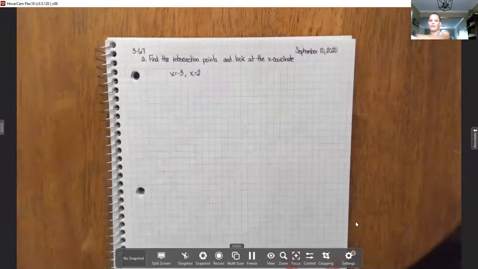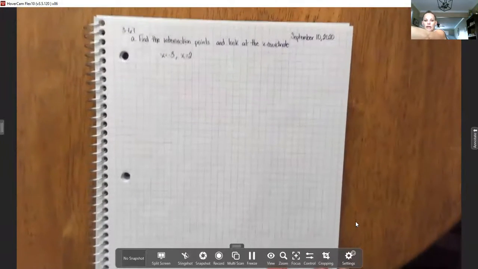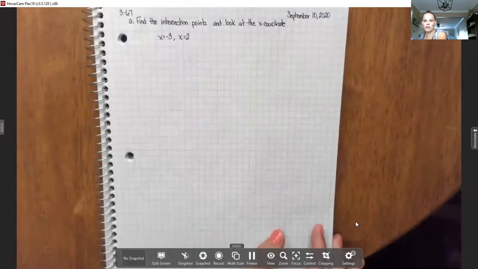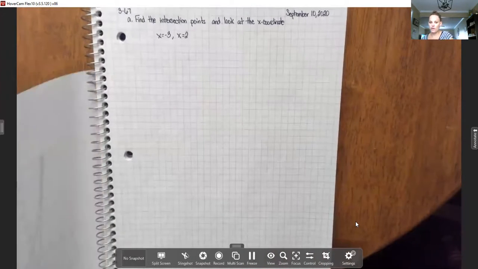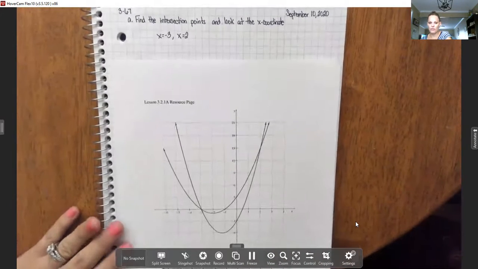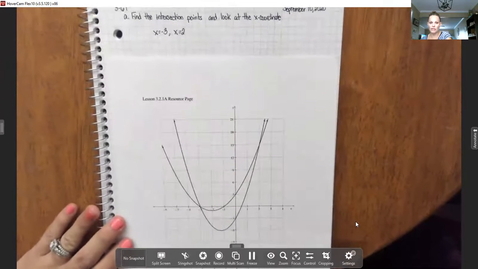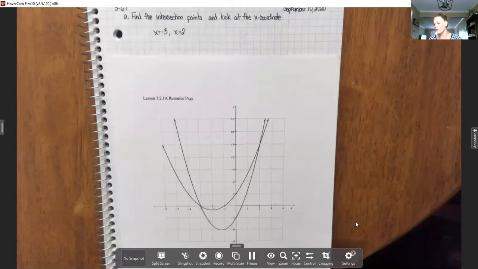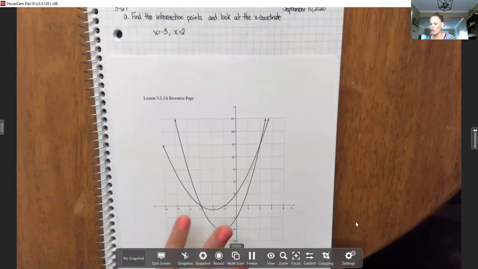Okay, so again, find the intersection points and look at the x coordinate. So x was -3 and 2. This is that same graph. So I posted this yesterday in Google Classroom. You do not have to print this. You can. I am going to write on it. You're more than welcome to just sketch this graph in your notebook though.